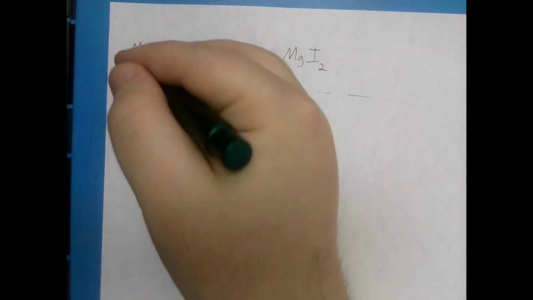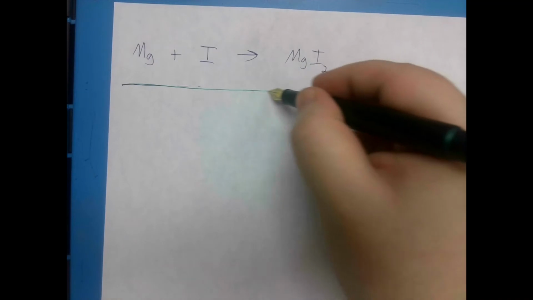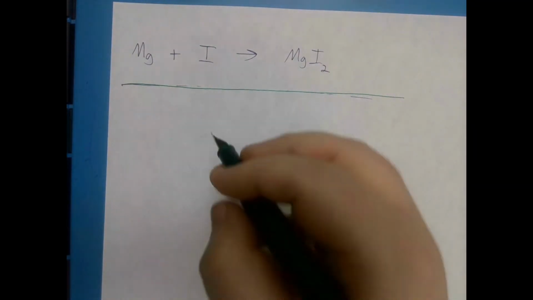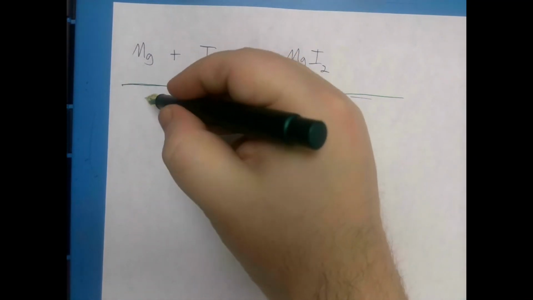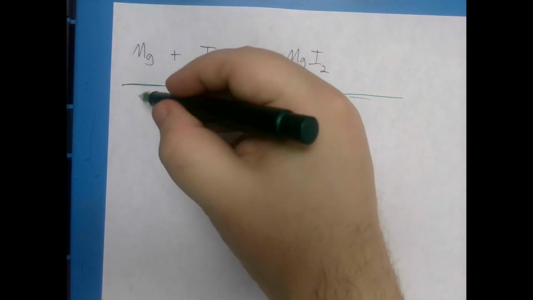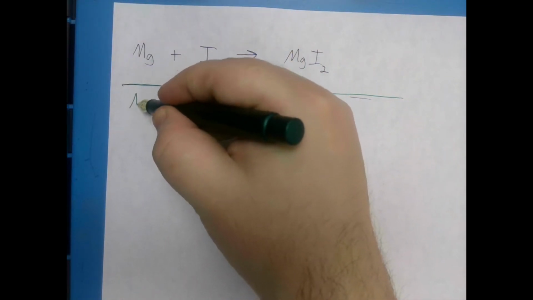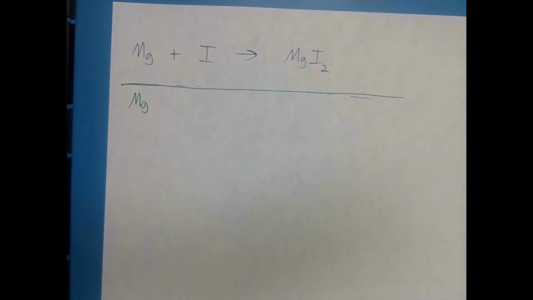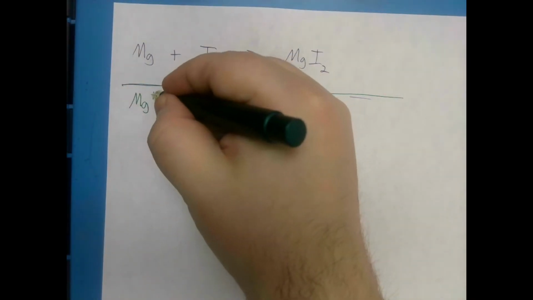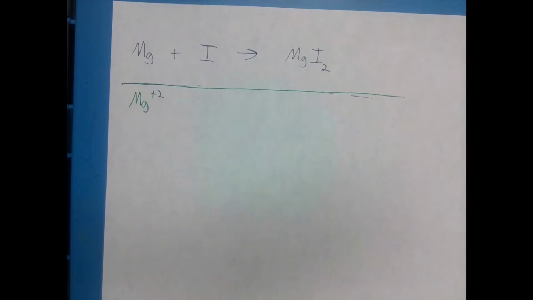Alright, so there's multiple ways of doing this. One way is the crisscross method. What charge does Mg get when it becomes an ion? Positive 1? Plus 1? Yes, sir. Mm-hmm. It's plus 2. It's in group 2A. All of them get plus 2.